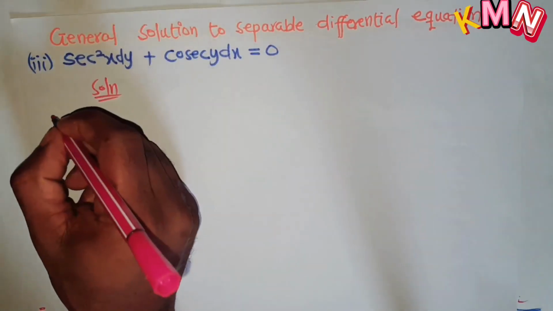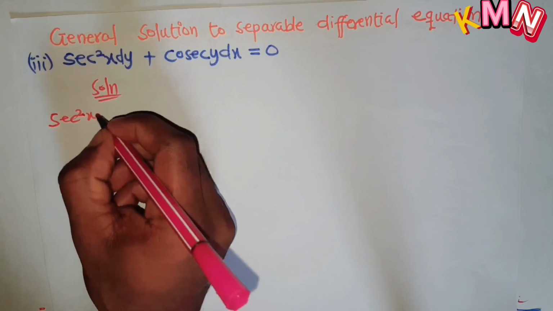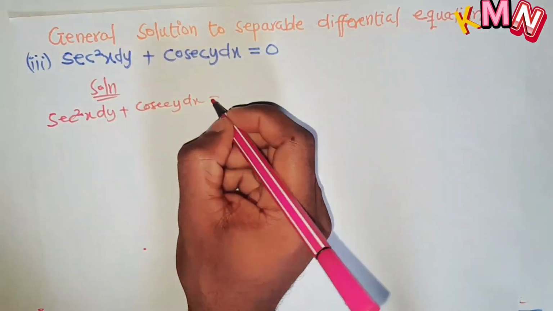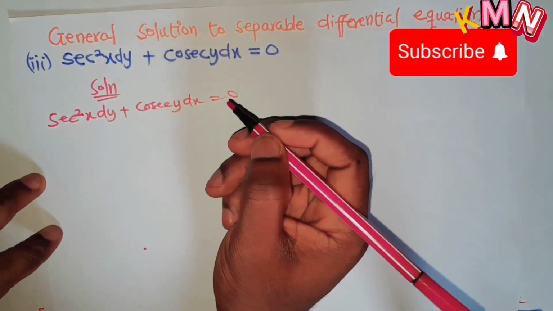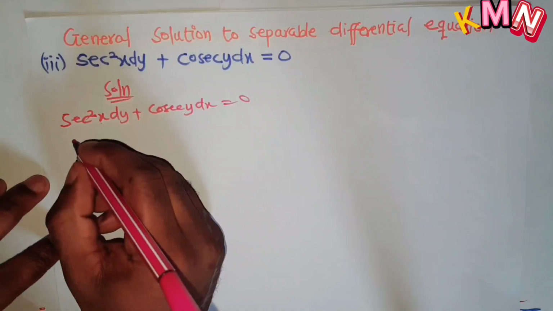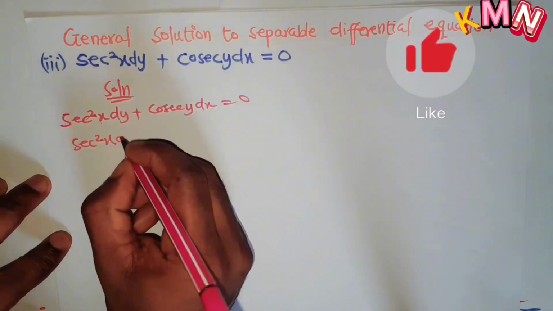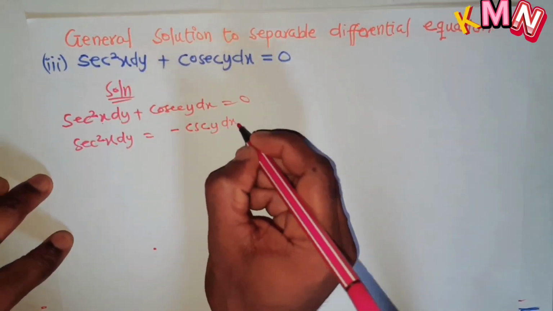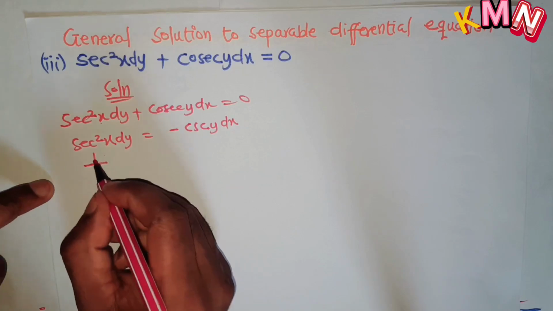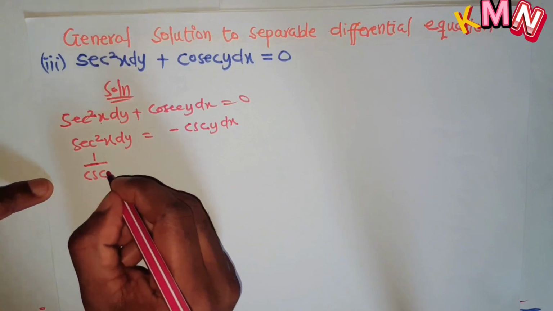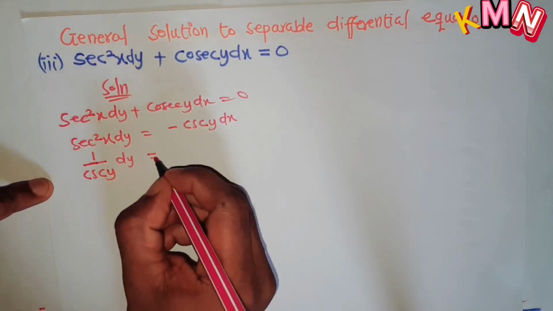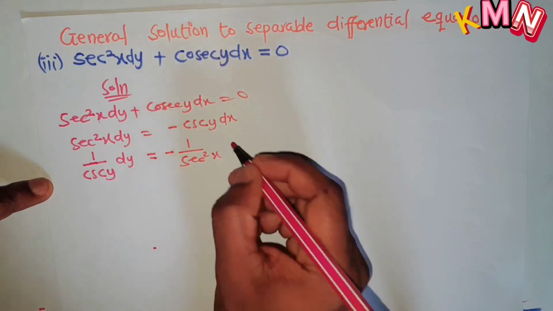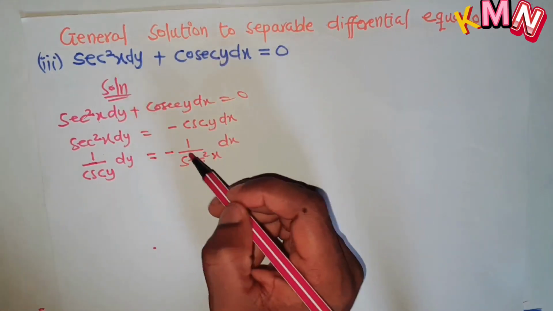So we're given sec squared x dy plus cosec y dx equals 0. First of all, let's make sure we do the separation. We're going to have sec squared x dy equals negative cosec y dx. So we are going to get 1 on cosec y dy equals minus 1 on sec squared x dx. We divided both sides by that, and that's what we're going to do.